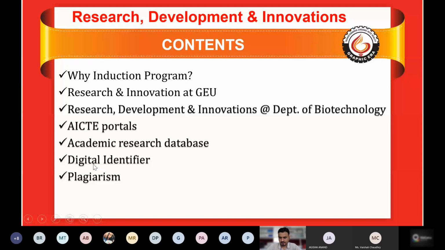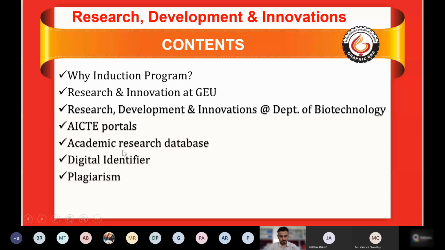My whole idea is to sensitize you, to motivate you, to encourage you toward research. Before doing research, you should be familiar with research in the department and research at Graphic Era University. The very important thing is what avenues, what platforms, what support systems the university and the department are giving to you. This is the whole idea, because when you take admission, this is the first question: what other avenues will be provided by the university?